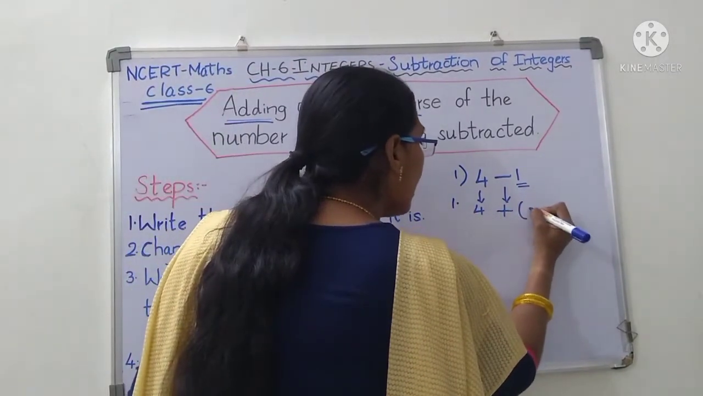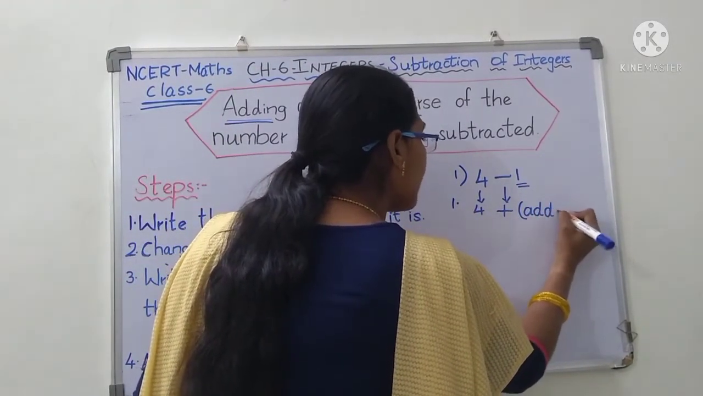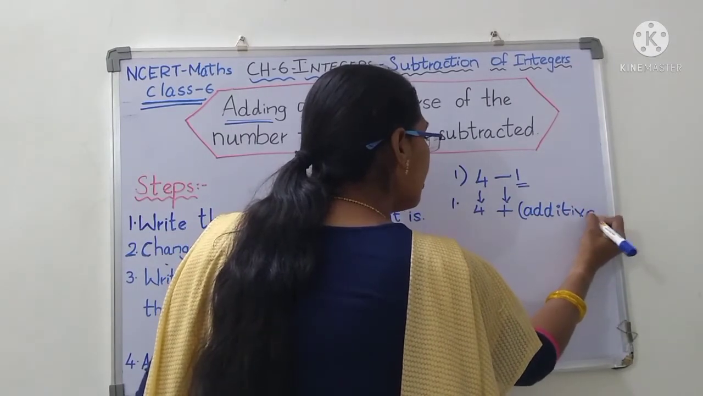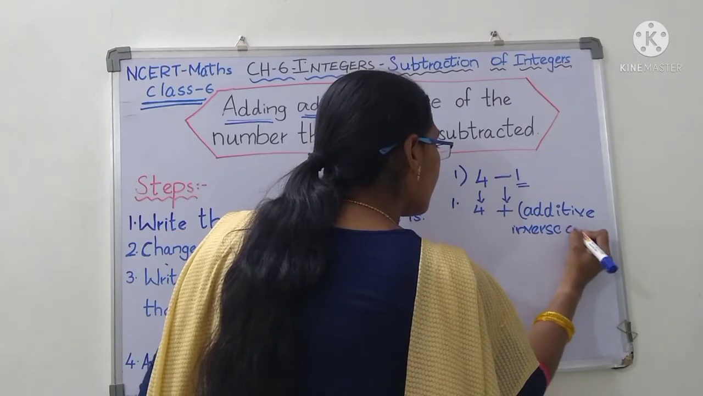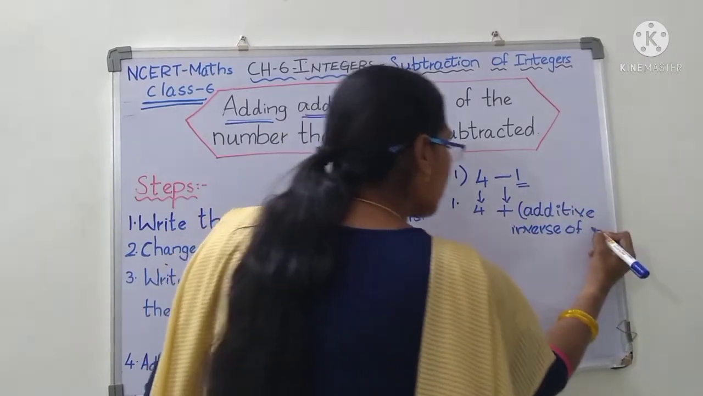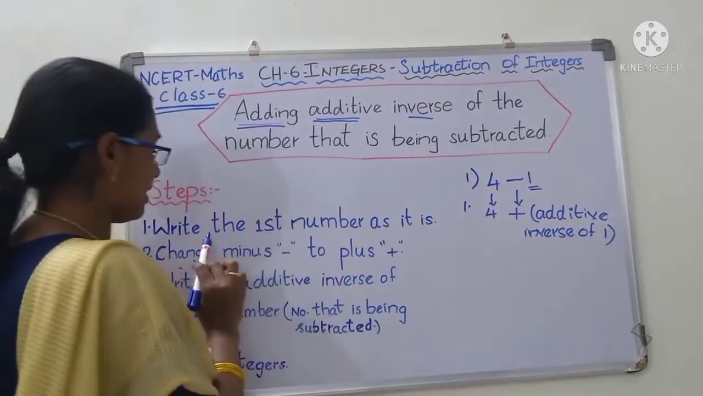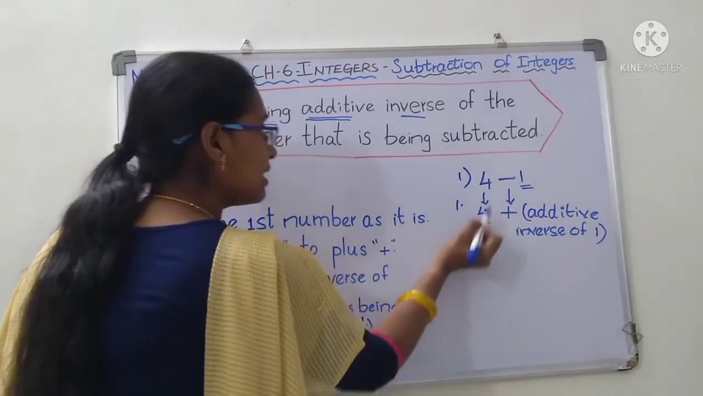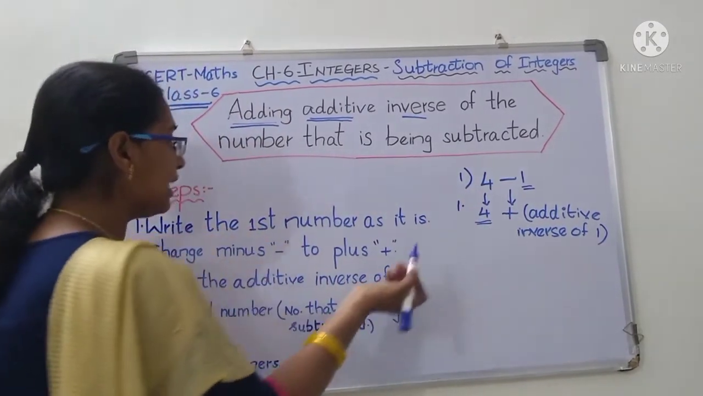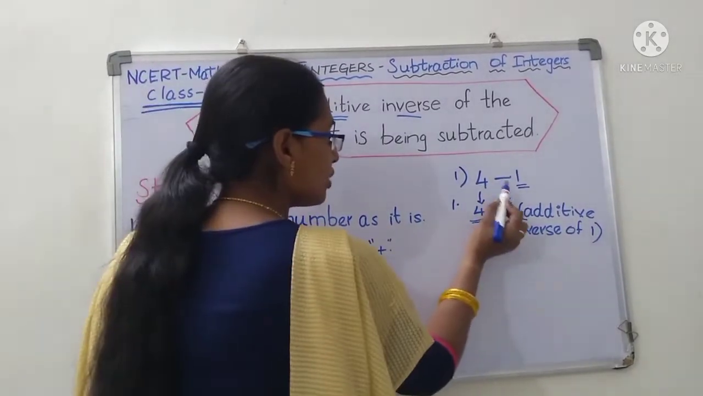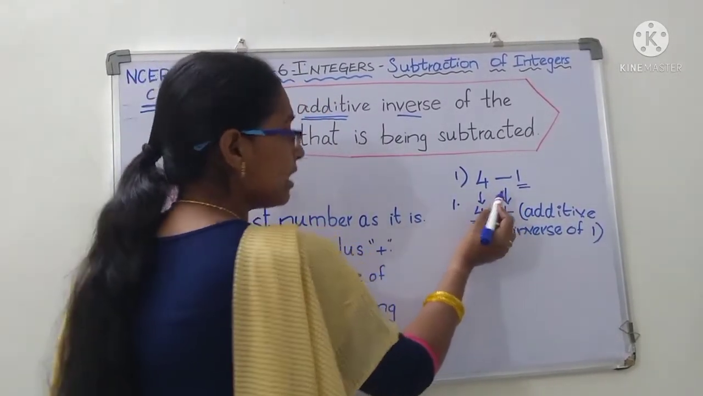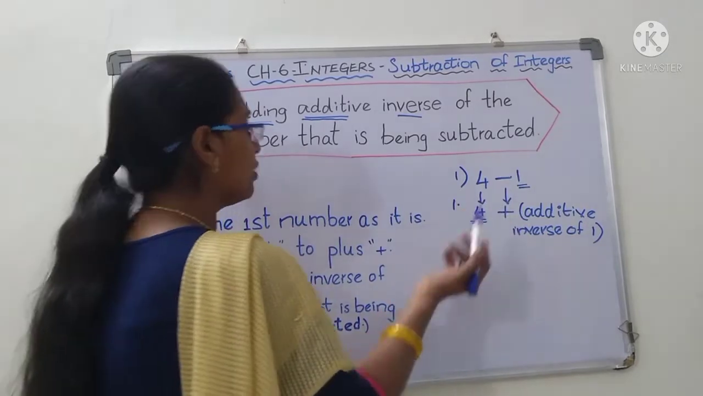We should write the additive inverse of the second number. The additive inverse of the second number is 1. So, first step, write the first number as it is. The first number is 4. We write it as it is. Then change minus to plus. We are changing minus to plus. Then the subtraction will change to addition.